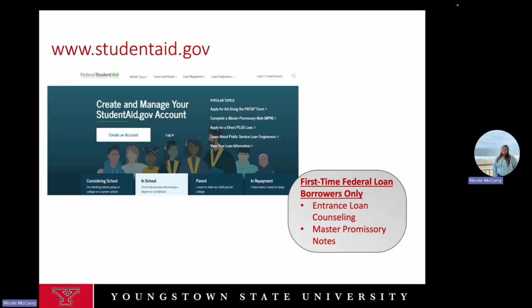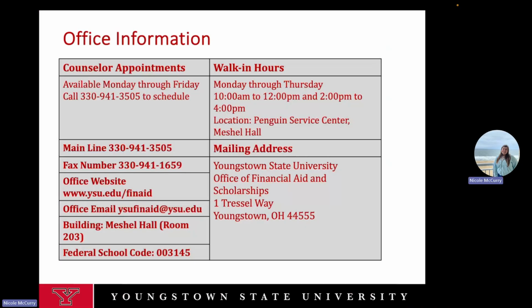We have gone over a lot of information in this session, so if you have any questions, please give us a call at 330-941-3505. You could give us an email at ysufinaid@ysu.edu, and we have walk-in hours where you can meet with a financial aid counselor Monday through Thursday, 10 a.m. to 12 p.m. and 2 p.m. to 4 p.m. Again, you can meet with that counselor individually and talk about any concerns that you might have.